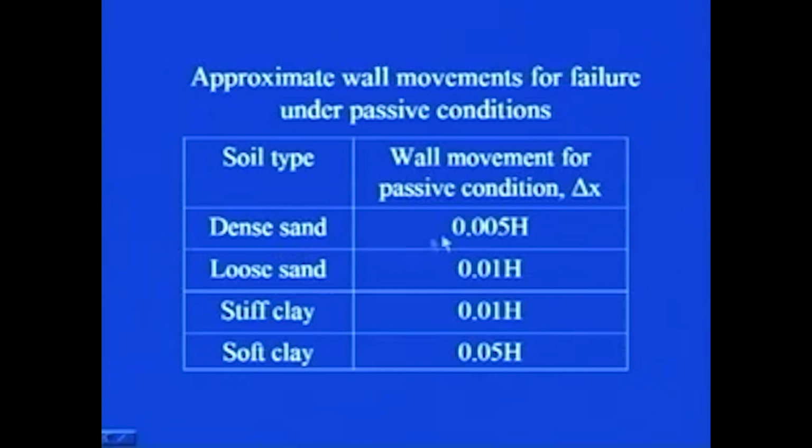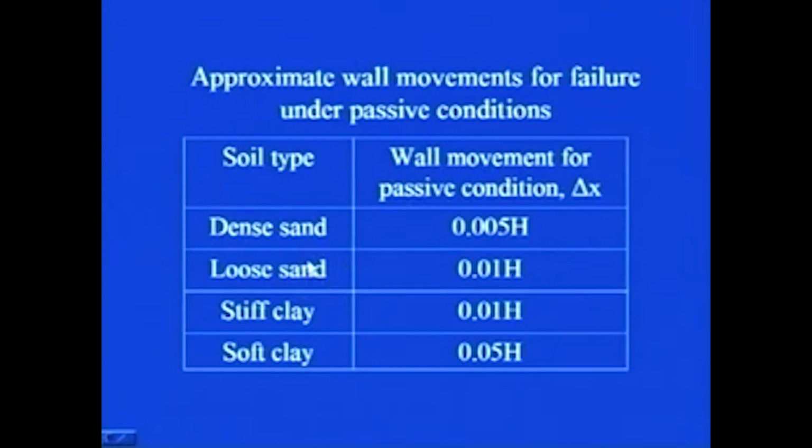In case of dense sand, this wall movement should be of the order of 0.005 times the height of the wall, the vertical height of the wall. It is most likely that when the wall movement attains this value, then the passive condition is arrived. But again, I will repeat that it is not hard and fast. In some cases, you may get passive condition at say 0.004 h. So, you have to decide upon that, but it gives you a general and rough guideline to decide whether the passive condition is being achieved or not.